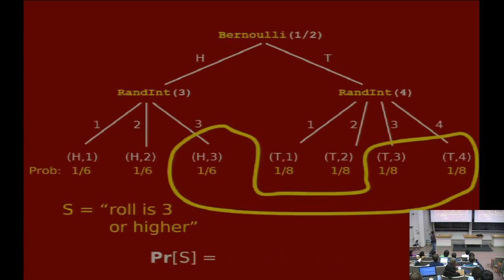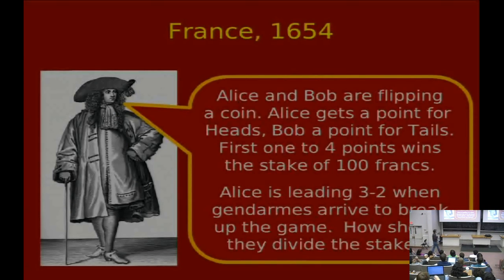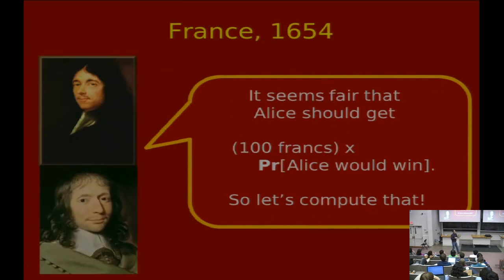So let's go back to the problem where Alice and Bob are flipping coins. First one to get 4 of the one they want wins, and Alice is leading 3-2, and then the game is broken up. So this is what Fermat and Pascal thought, which is a reasonable thing to think. It seems fair that the amount of money you should allocate to Alice is the total pot, 100 francs, times the probability that Alice would win if they had kept playing. That's not a mathematical statement, but it seems like a fair thing to do, so the next task is to compute the probability that Alice would win.